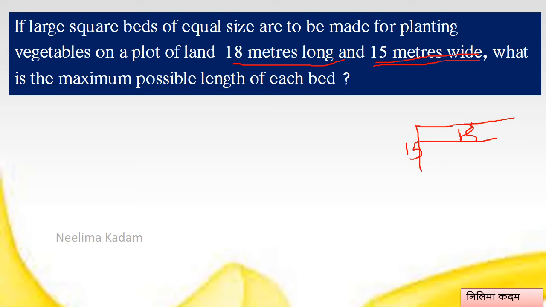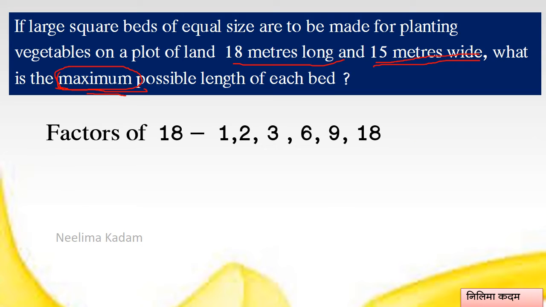So large square beds of equal size are to be made. So what is the maximum possible length of each bed? So dear friends, word maximum or highest, this is important. So maximum word is there means you have to find out the HCF of 18 and 15. Got it? So let's go for it.